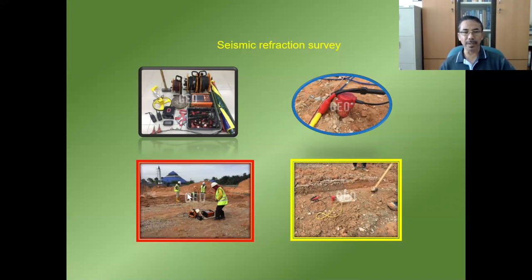This picture shows our staff and students performing seismic refraction survey, and this picture shows a steel plate placed on the ground, and then this hammer here is used to hit this plate so that a wave will be generated and will travel through the soil. The arrival of the wave will be detected by geophones, as I mentioned previously. I will explain in detail in the next video how to perform this seismic refraction survey.